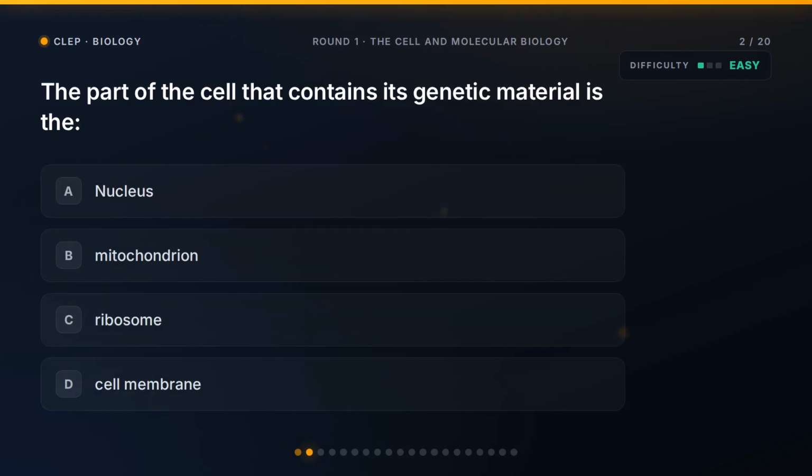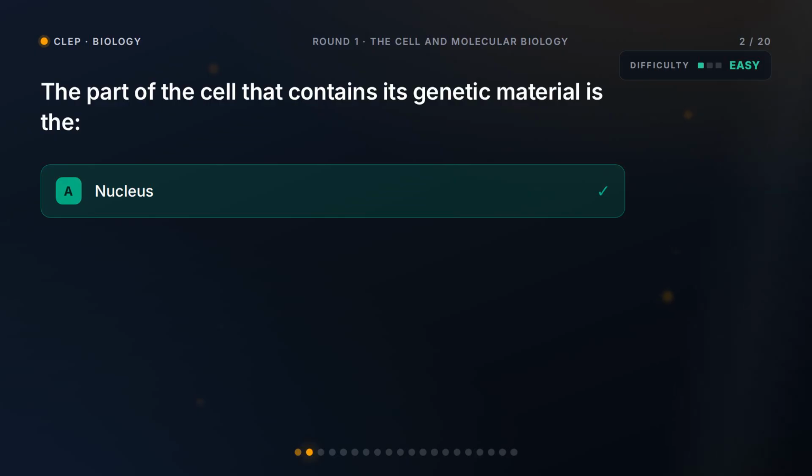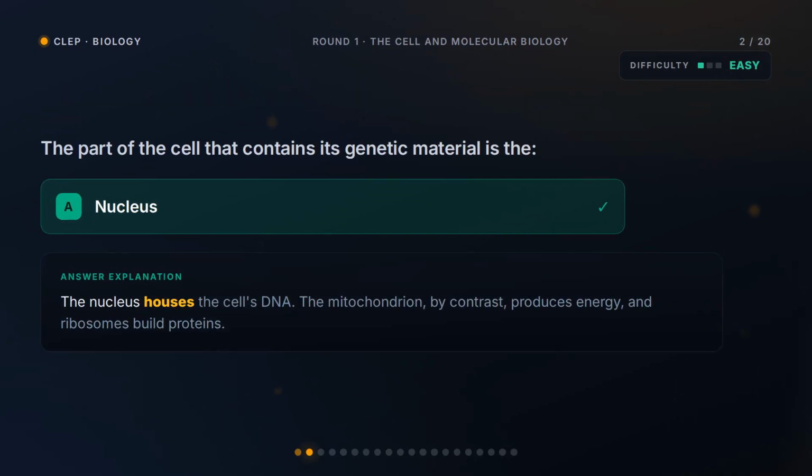Question 2. The part of the cell that contains its genetic material is the A. Nucleus. B. Mitochondrion. C. Ribosome. D. Cell membrane. The answer is A. Nucleus. The nucleus houses the cell's DNA. The mitochondrion, by contrast, produces energy, and ribosomes build proteins.